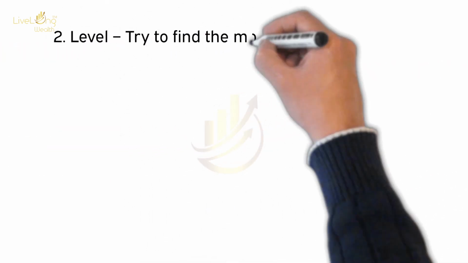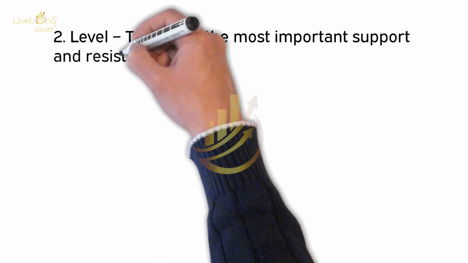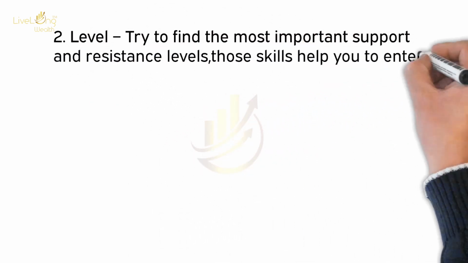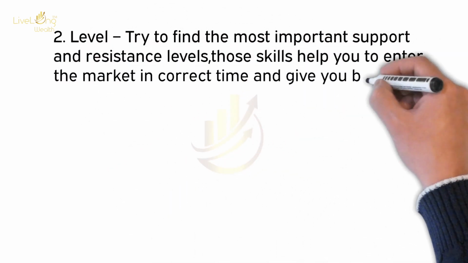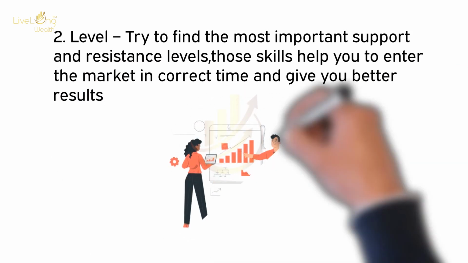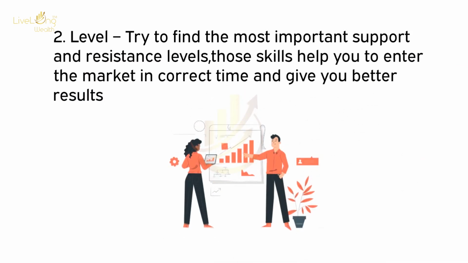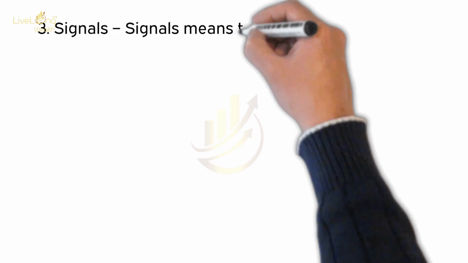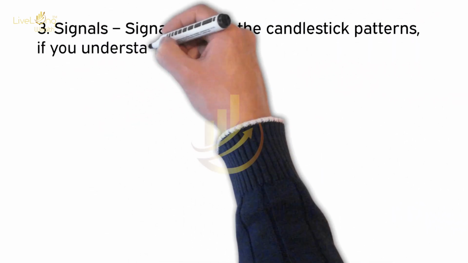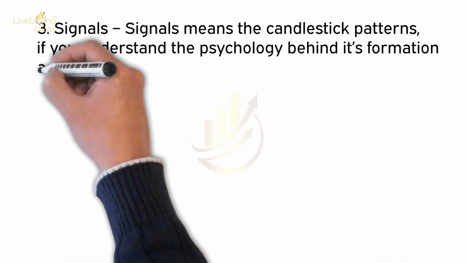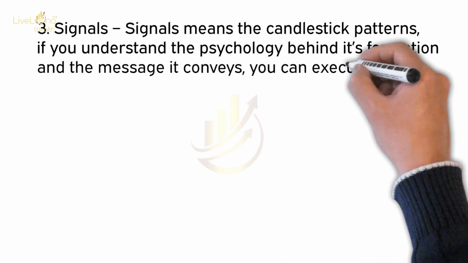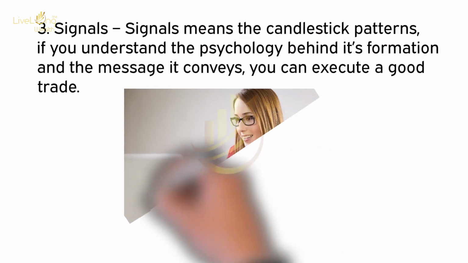2. Level. Try to find the most important support and resistance levels. Those skills help you to enter the market at the correct time and give you better results. 3. Signals. Signals mean the candlestick patterns. If you understand the psychology behind its formation and the message it conveys, you can execute a good trade.